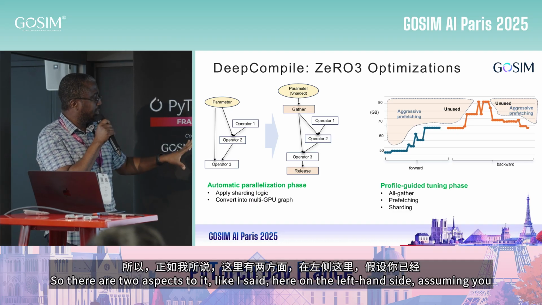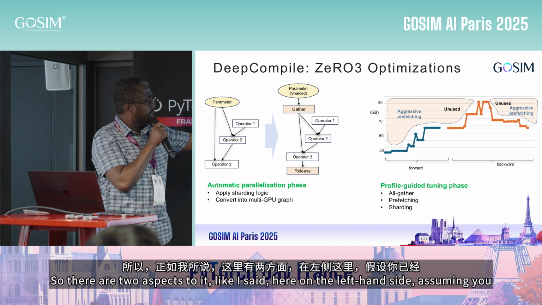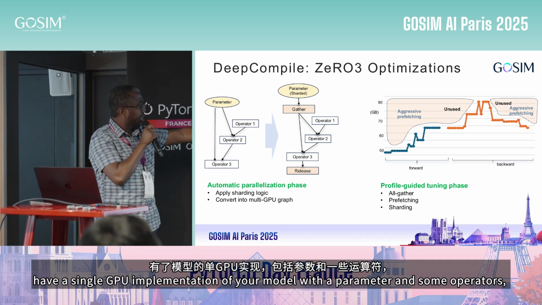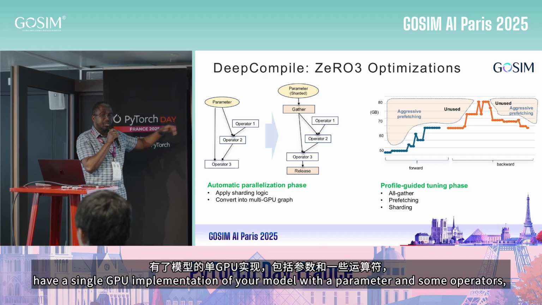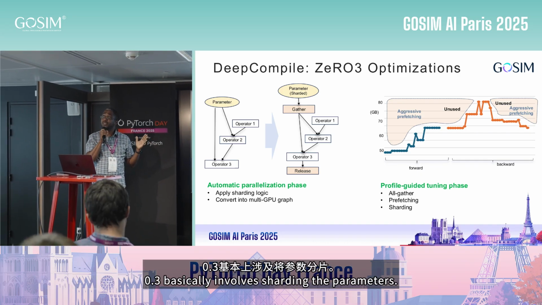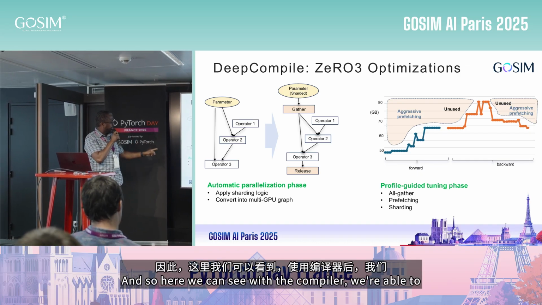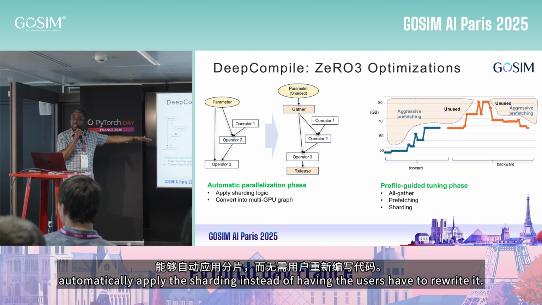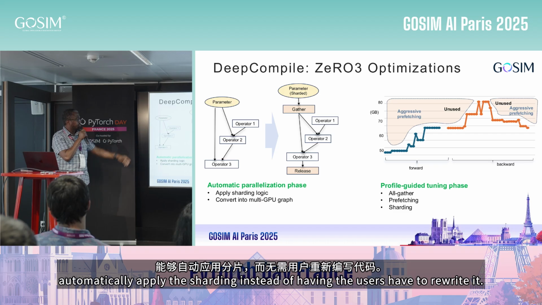So there are 2 aspects to it. Here on the left-hand side, assuming you have a single GPU implementation of your model with a parameter and some operators, ZeRO-3 basically involves sharding the parameters. And so here we can see with the compiler, we're able to automatically apply the sharding instead of having the users have to write it.